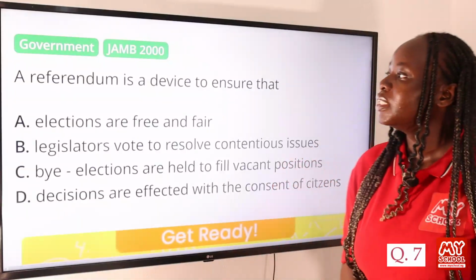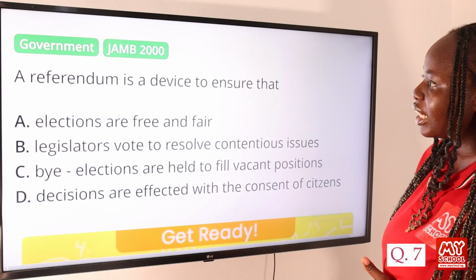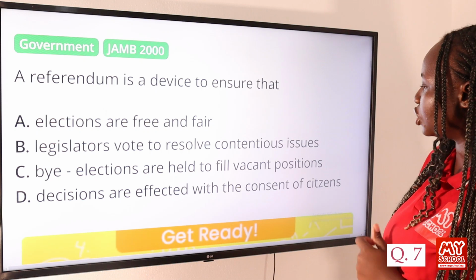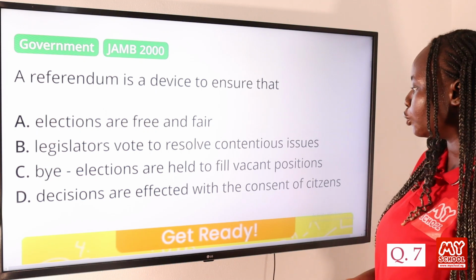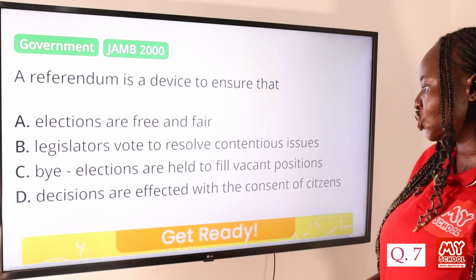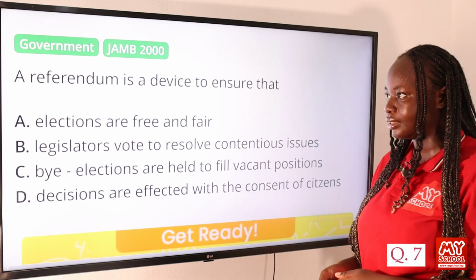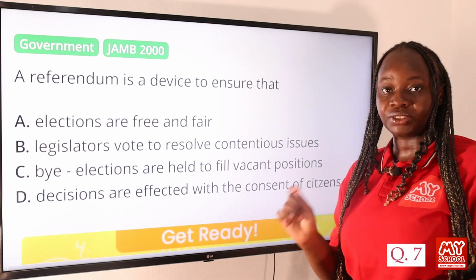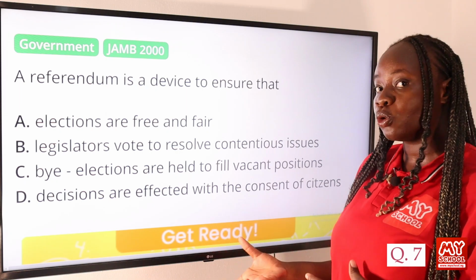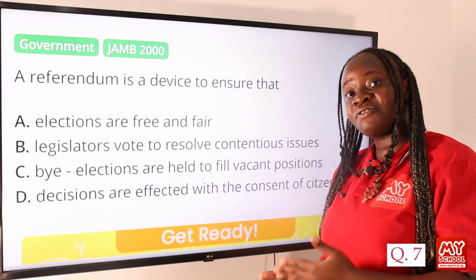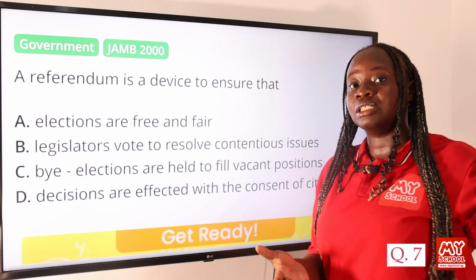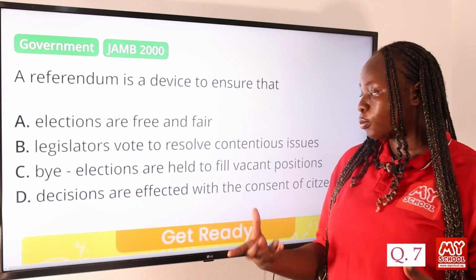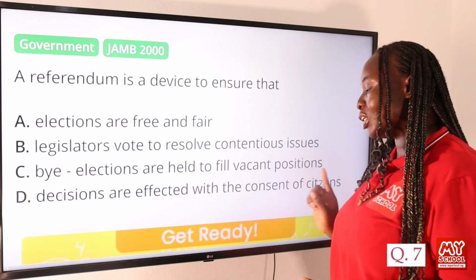Question 7. If a referendum is a device to ensure that A, elections are free and fair, B, legislators vote to resolve contentious issues, C, by-elections are held to fill vacant positions, and D, decisions are effected with the consent of citizens. So the answer to this question is option D. Decisions are effected with the consent of citizens. A referendum is a yes or no vote on a particular issue. So whatever the citizens vote on is what the government has to make public policy on. So a referendum helps to ensure that decisions are effected with the consent of citizens.